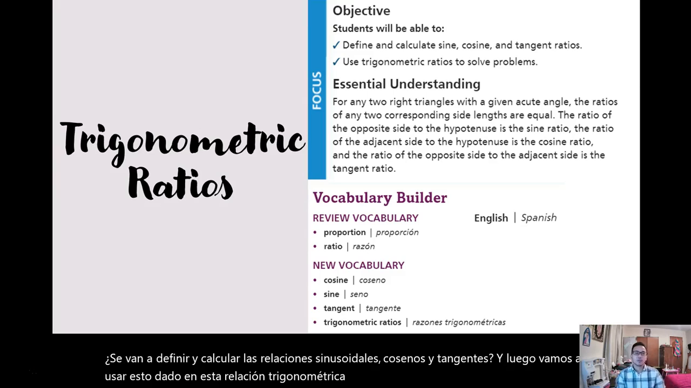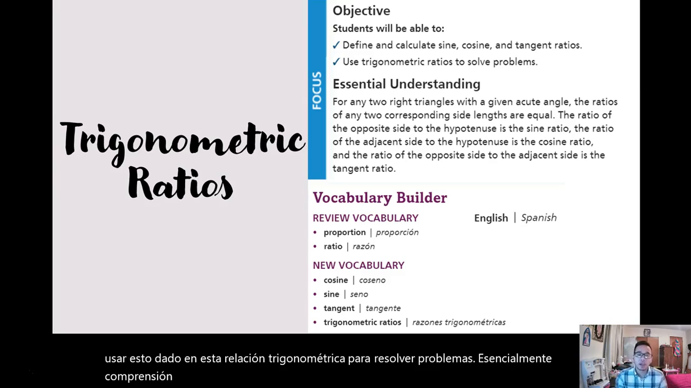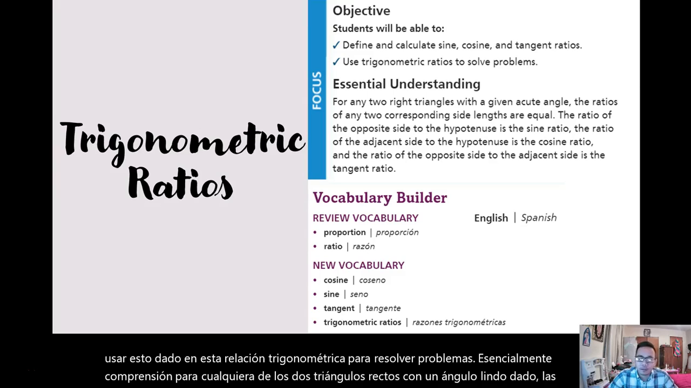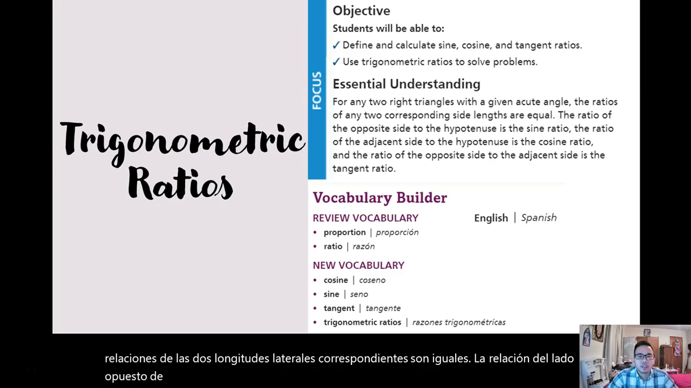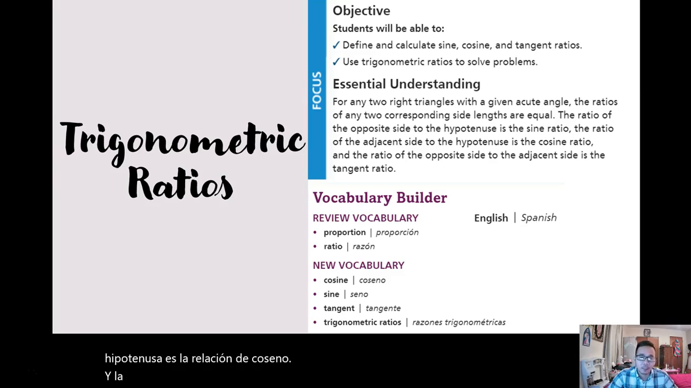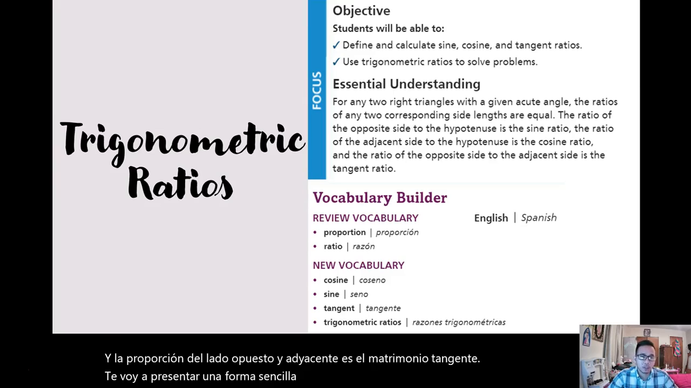Essential understanding: for any two right triangles with a given acute angle, the ratios of any two corresponding side lengths are equal. The ratio of the opposite side to the hypotenuse is the sine ratio, and the ratio of the adjacent side to the hypotenuse is the cosine ratio. And the ratio of the opposite side to the adjacent side is the tangent ratio. I'm going to introduce to you a simple way to memorize that essential understanding.